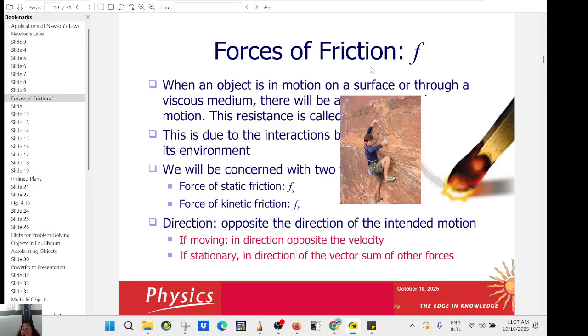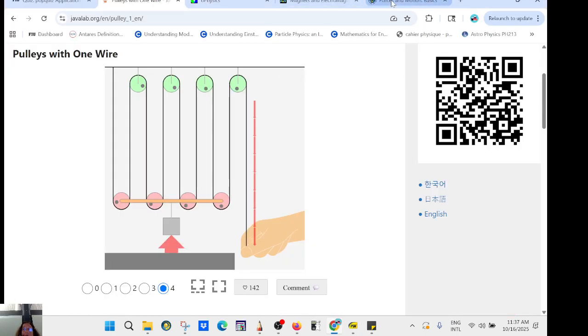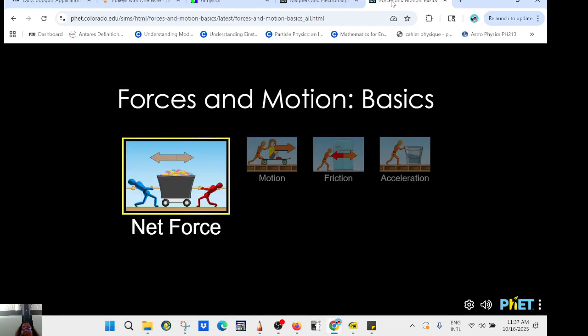Okay, so frictional forces, we already talked about that. The thing that you have to understand is that you have static friction and kinetic friction.